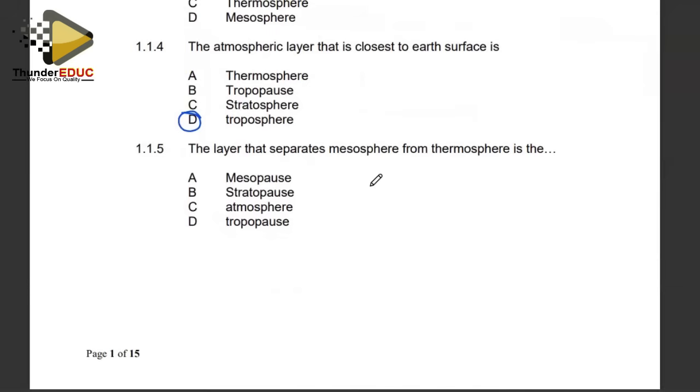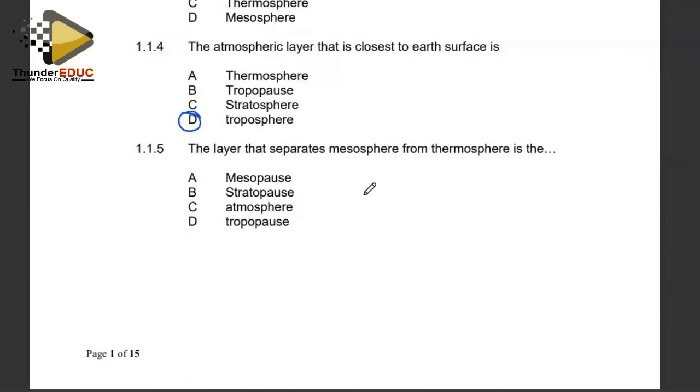115. It says the layer that separates the mesosphere from the thermosphere. Whenever we talk about a layer separating two distinct layers, it is a pause. So it separates the mesosphere from the thermosphere. We are looking at the pauses. So on top of the troposphere, we have a tropopause. And then we move on to the next layer.